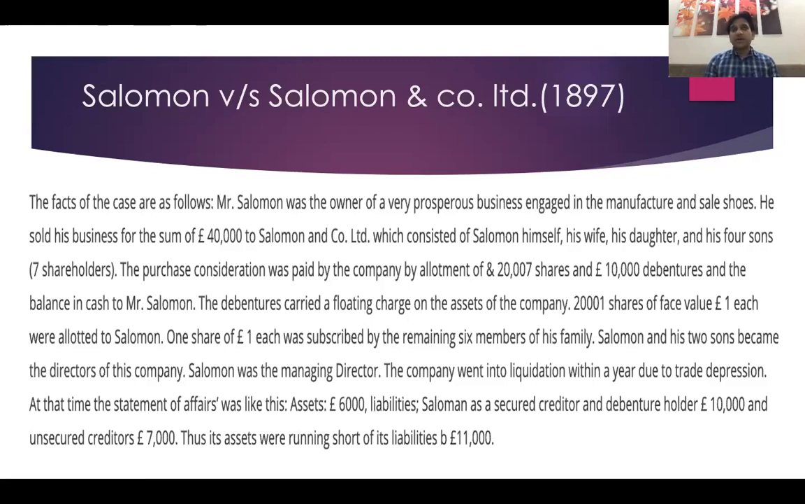The total assets of the company were £6,000, and the liability to Solomon as a secured creditor and debenture holder was £10,000, and to unsecured creditors was £7,000. Thus, its assets were running short of its liabilities by £11,000.